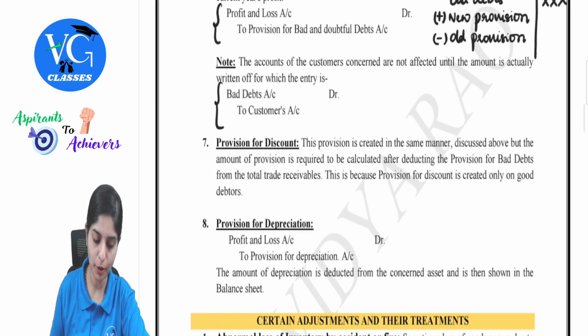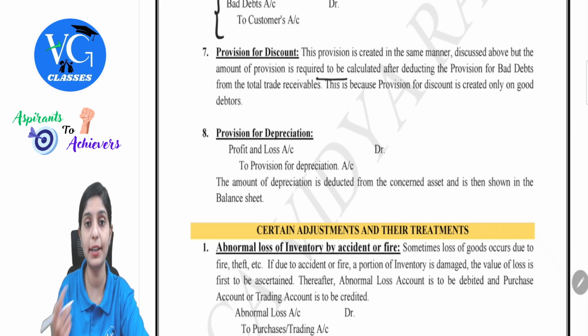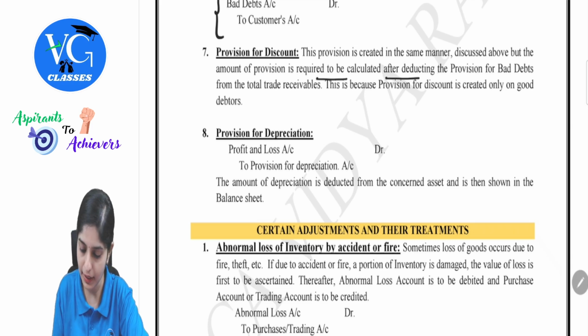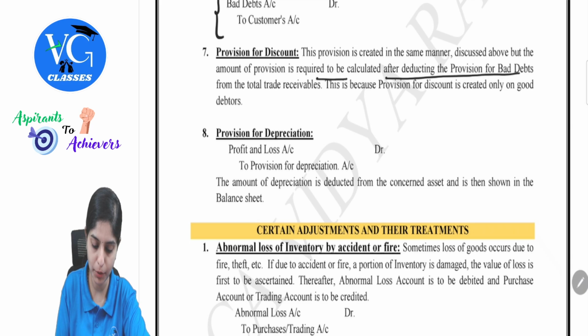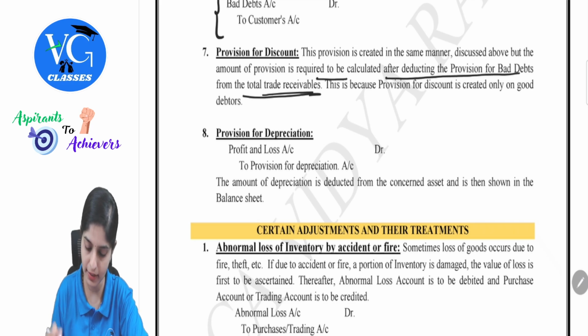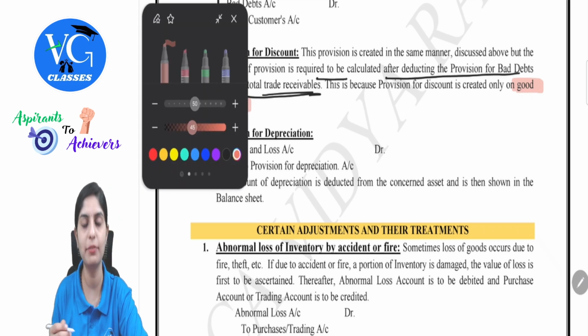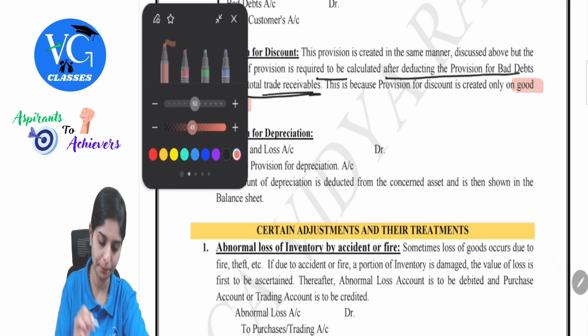Yes. This provision is created in the same manner, but the amount is required to be calculated on what? After deducting the provision for bad debts from the total trade receivables. Total trade receivables means your debtors balance. This is because provision for discount is created only for whom? This is only for good debtors. Good debtors means those who have that prompt payment system.